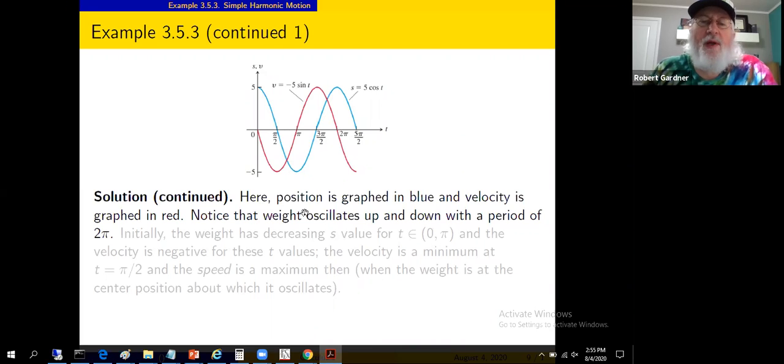Here's a graph where position is graphed in blue and velocity is graphed in red along the same time units. Time's actually measured in terms of angles, because we're dealing with trig functions. And look what happens here. Initially, this is position. The mass has a position of s equals 5. That position decreases down to 0, where it's at its rest position, s equals 0. Then it decreases further to s equals -5. That's what we get out of the graph, and then it turns around and goes back, and it oscillates back and forth. But let me go back to the original picture, going back to the previous slide.